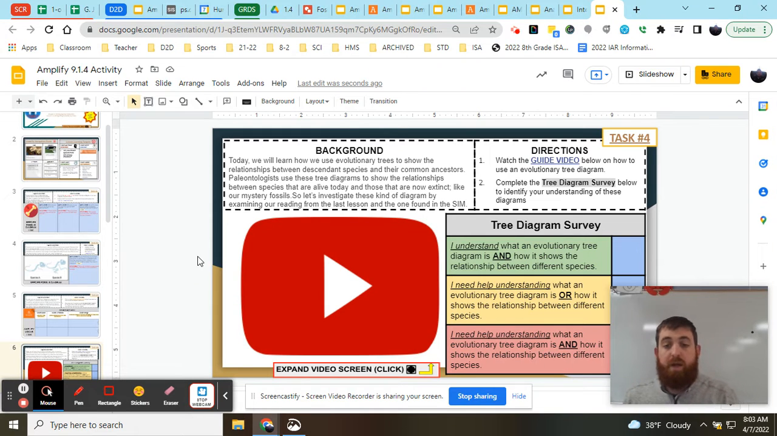Hey everybody, Mr. Regan here, and today we're going to be looking at how we use an evolutionary tree diagram to help us understand how populations are related, and we're going to be looking at showing the relationship between different species within this evolutionary tree. So, what is the tree diagram, and how does it show relationships?